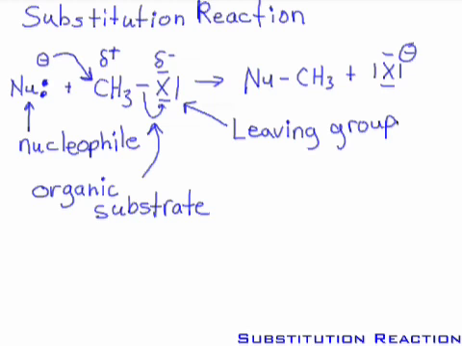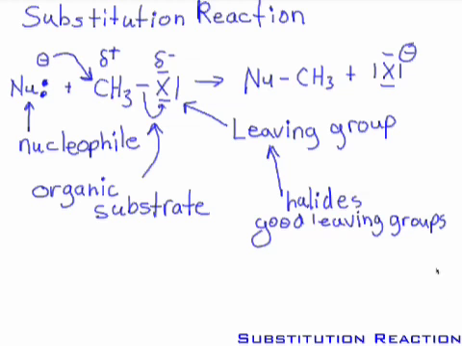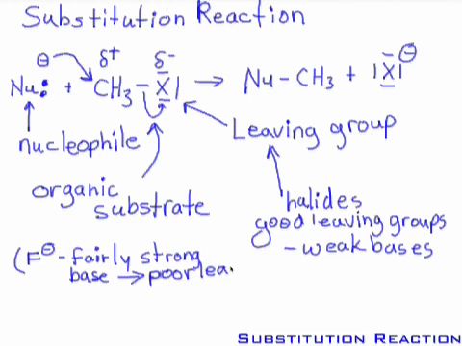Because of the delta plus on carbon, it's susceptible to attack by good or strong nucleophiles. One should note that halide ions are typically very good leaving groups. The reason they're good leaving groups is they're easily displaced, and this is because they are weak bases. Typically, weak bases make good leaving groups. Now, fluoride is an exception to this. The F- is a poor leaving group because it's a fairly strong base. But all of the other halogens tend to be very good leaving groups because they're weak bases.